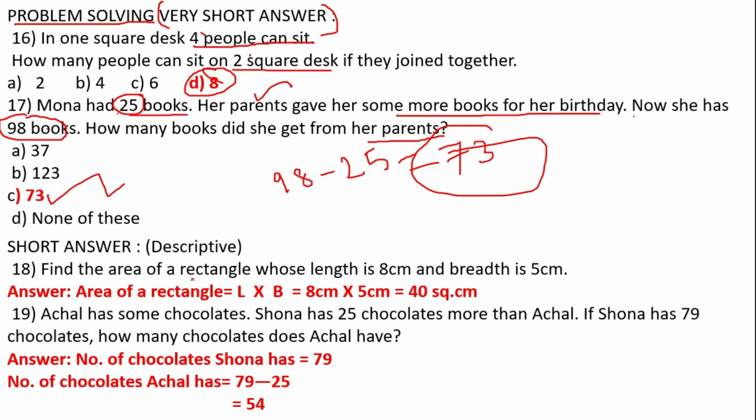Find the area of a rectangle whose length and breadth are given. So area is equal to length into breadth, you know, 8 5s are 40 square centimeter.